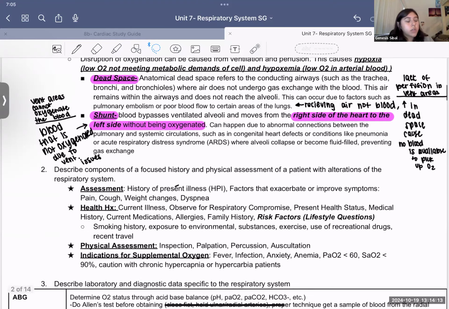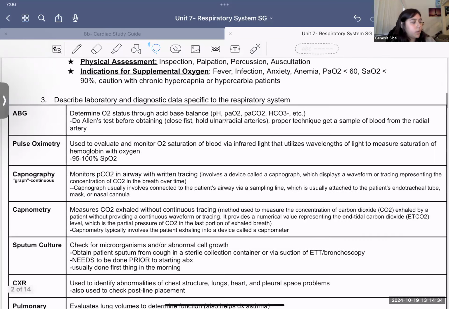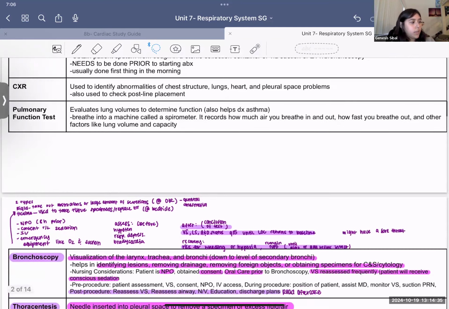So I hope that makes sense. To sum it up, dead space is a lack of perfusion in ventilated areas, whereas with a shunt, the ventilated areas cannot oxygenate the blood, so we're having not necessarily a perfusion problem, but a ventilation problem. Whereas with dead space, you're having more of a perfusion problem in a ventilated area. And so I won't go over this stuff because I feel like they won't ask you about it.